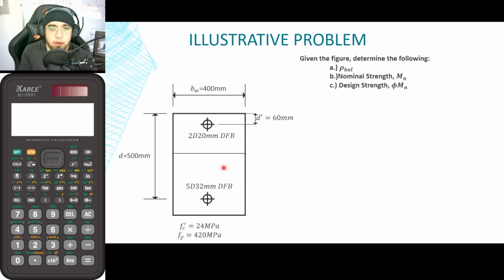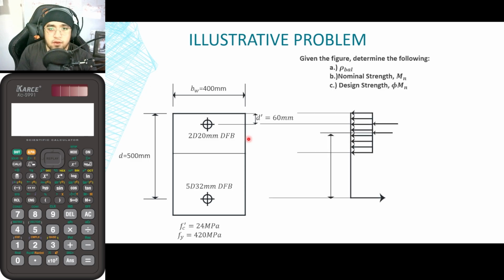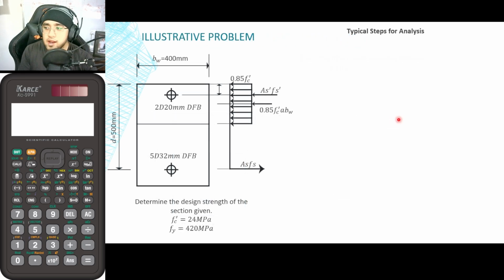Whenever we analyze a doubly reinforced beam, it is actually very similar to a singly reinforced beam. It is just that in a doubly reinforced beam, we now have an additional force, and that additional force is the force due to our compression bars. So this is now our value. We still have our 0.85 f'c ab here, which is the resultant of our compression block, and we have an additional As' fs' here. These are the typical steps for analysis for DRRB.